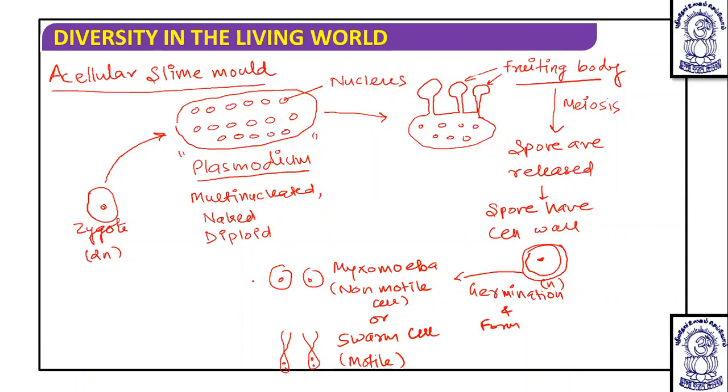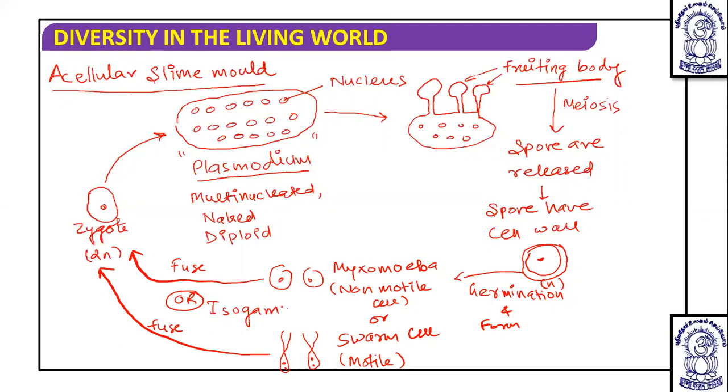So now these two myxamoeba will fuse and form a zygote, or swarm cells will fuse and form a zygote. So this means either these two are going to fuse or these two are going to fuse. One myxamoeba and one swarm cell cannot fuse, so this type of fusion is known as isogamy. And this is the acellular slime mold life cycle.